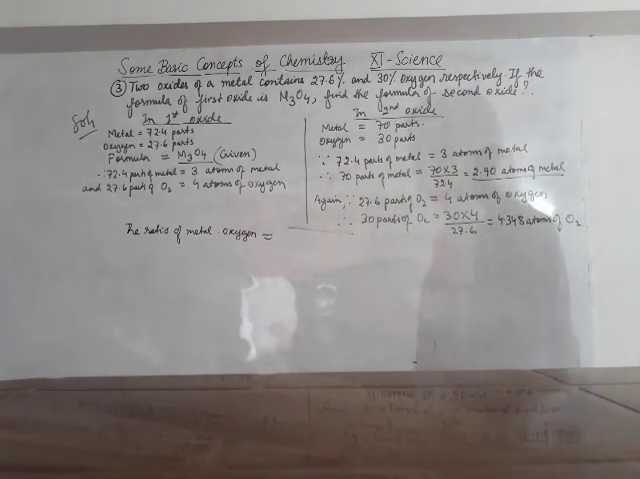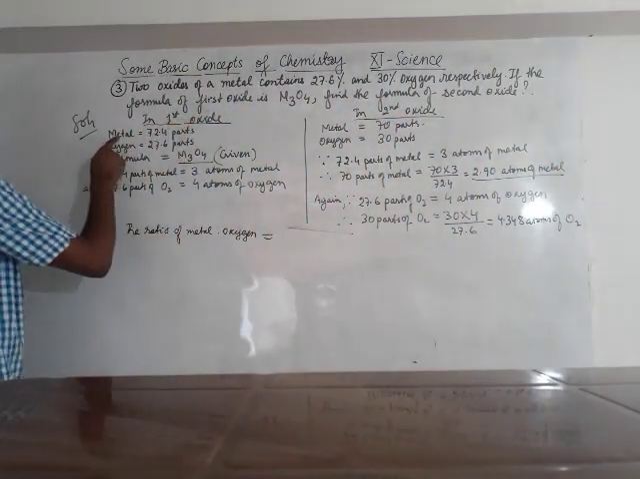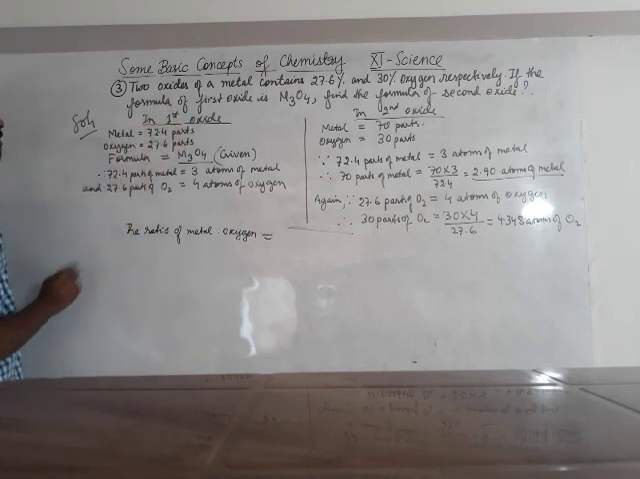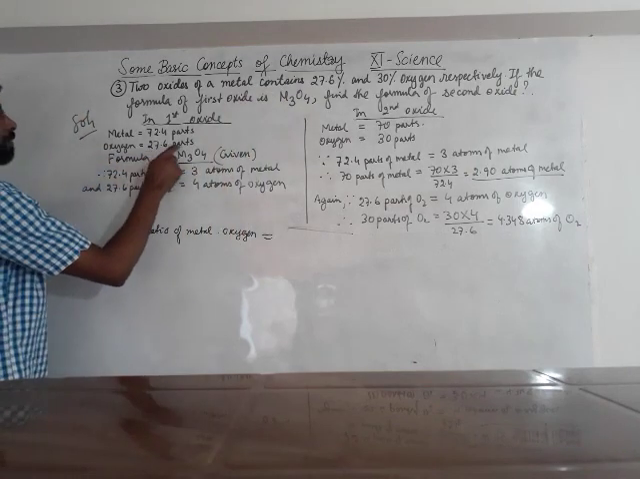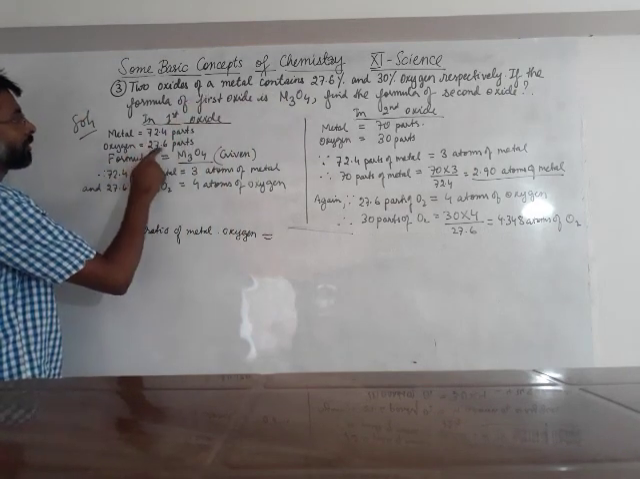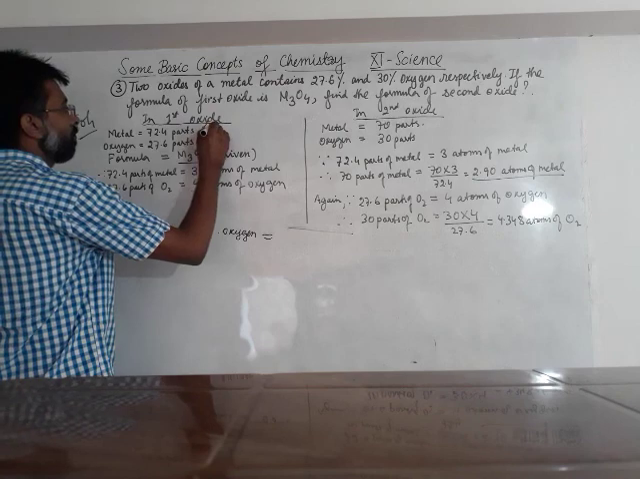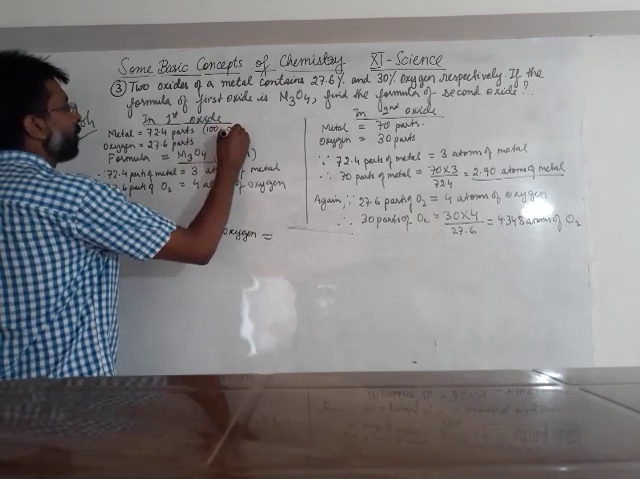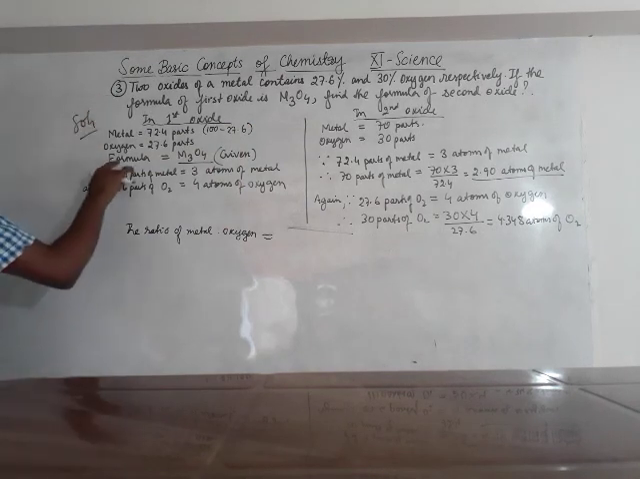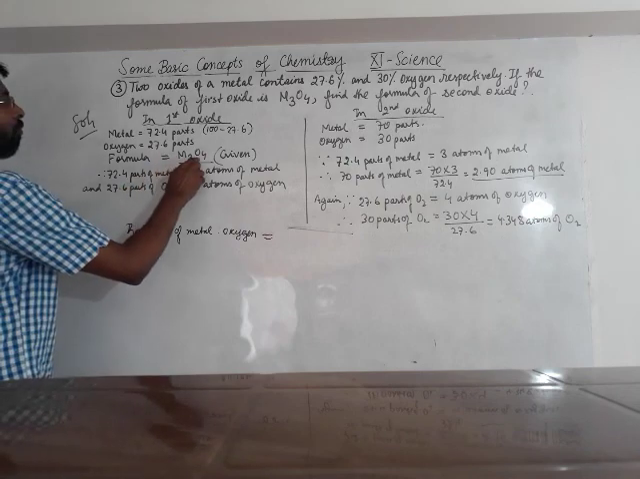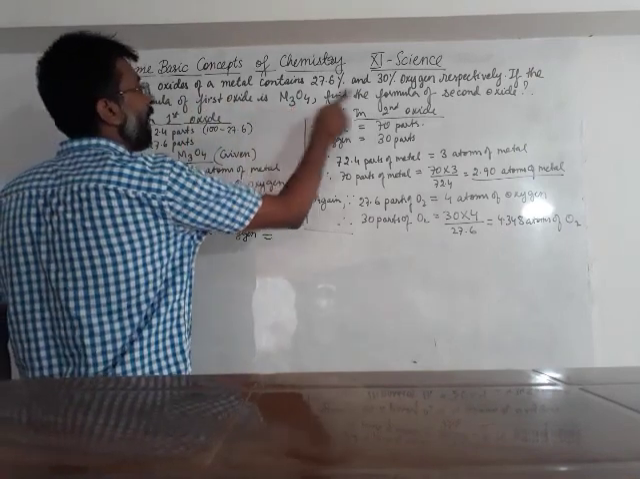So in this sum also, what you can do is make two columns. In the first oxide, metal 72.4 parts. How? Because the percentage of oxygen is given, 27.6 parts of oxygen is there in the first oxide. So 100 minus 27.6 will give me 72.4 parts of metal. Now the formula of the first oxide is given as M3O4.